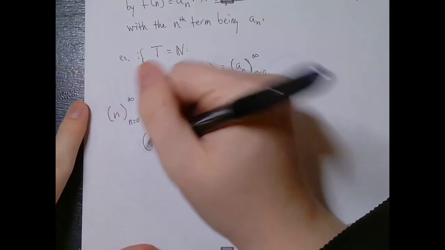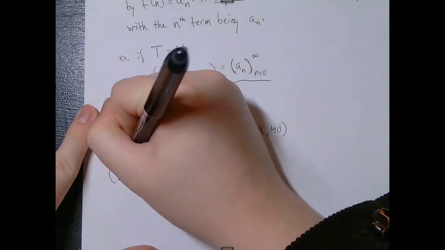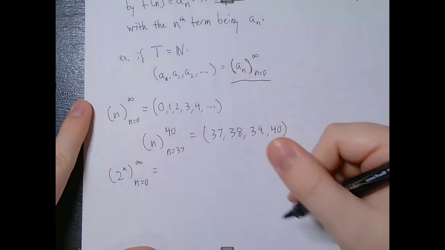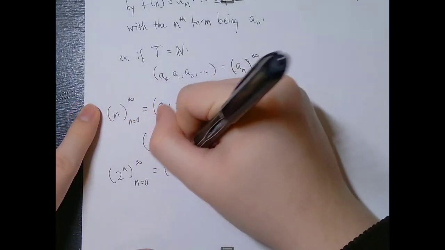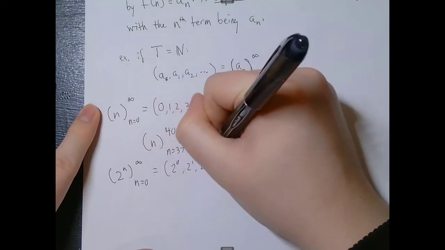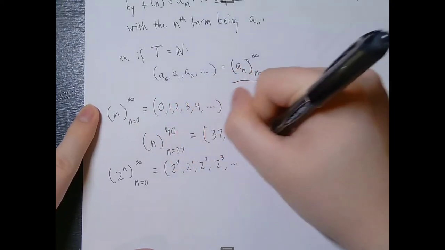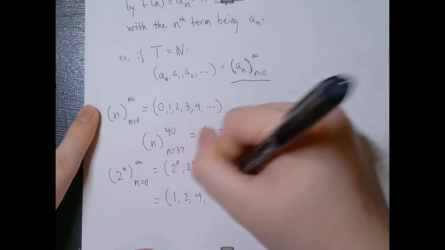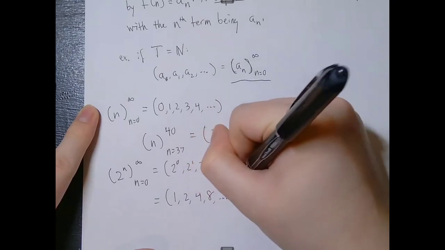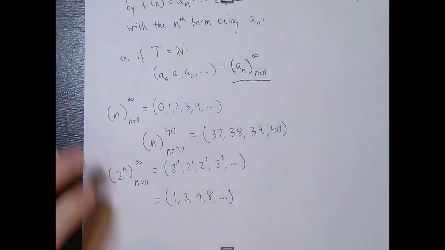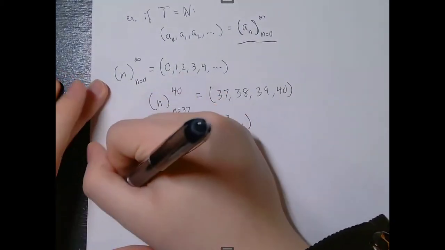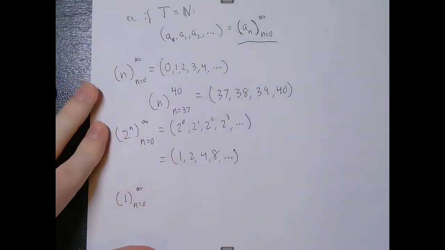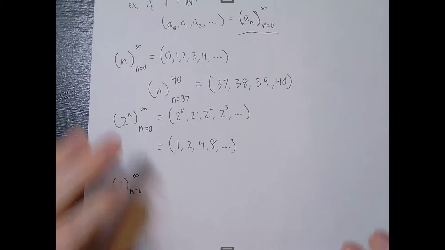Another sequence that we can look at is 2 to the n from n equals 0 to infinity. This would be the tuple 2 to the 0, 2 to the 1st, 2 squared, 2 cubed, and so on. We could say that this is equal to 1, 2, 4, 8, and so on and so forth. The last one we're going to show you is the sequence of 1s from n equals 0 to infinity. This one's a really tricky sequence, so I want you to really pay attention right here.